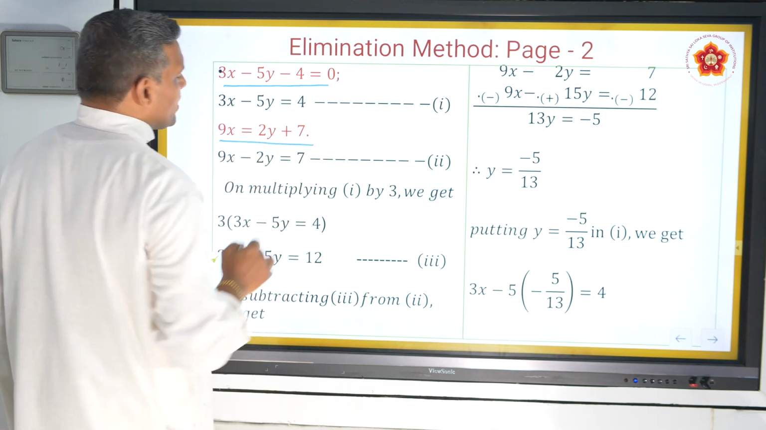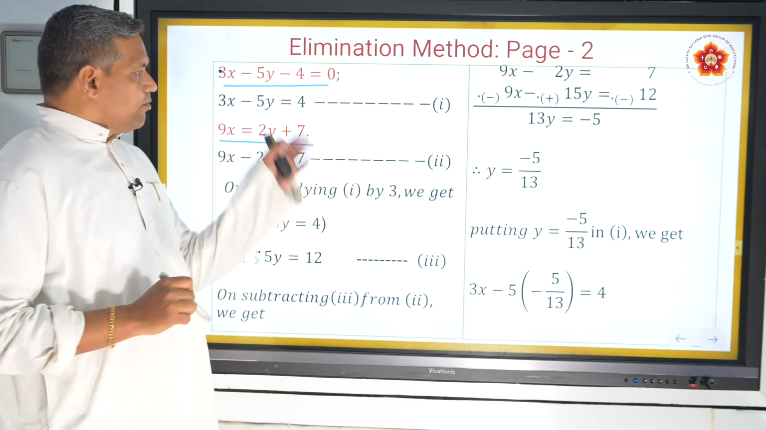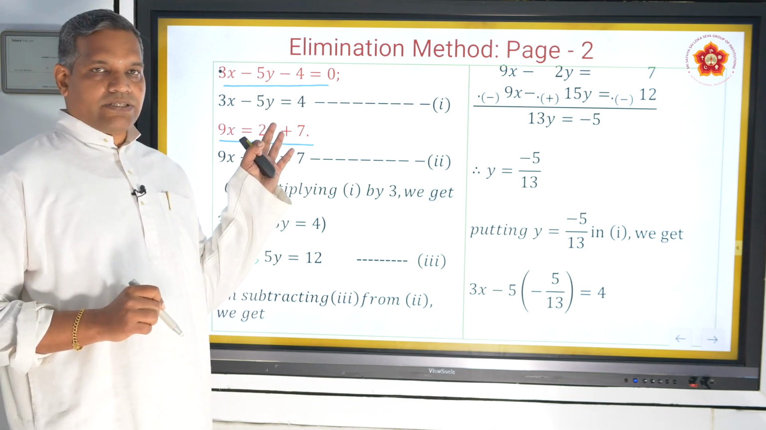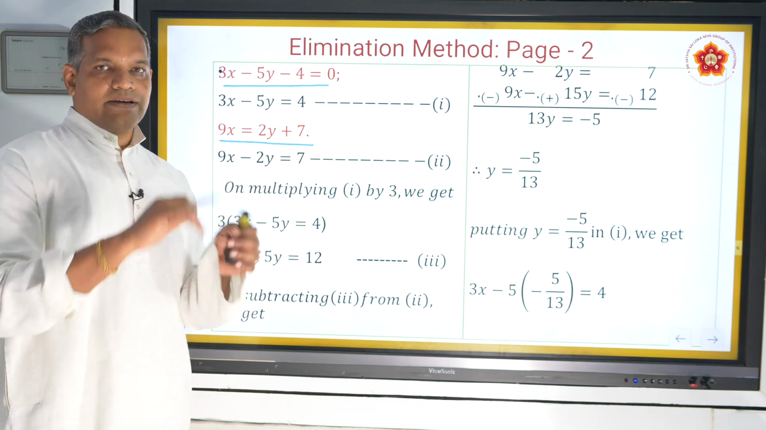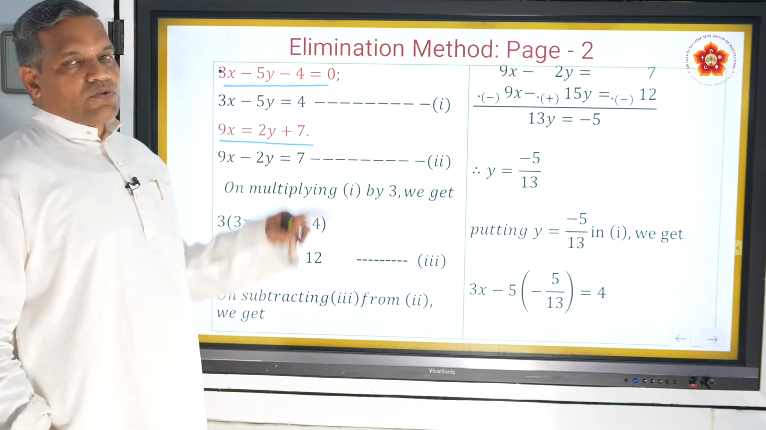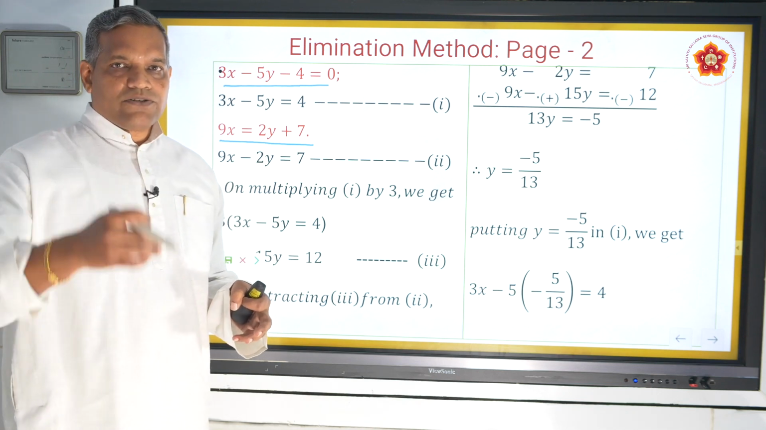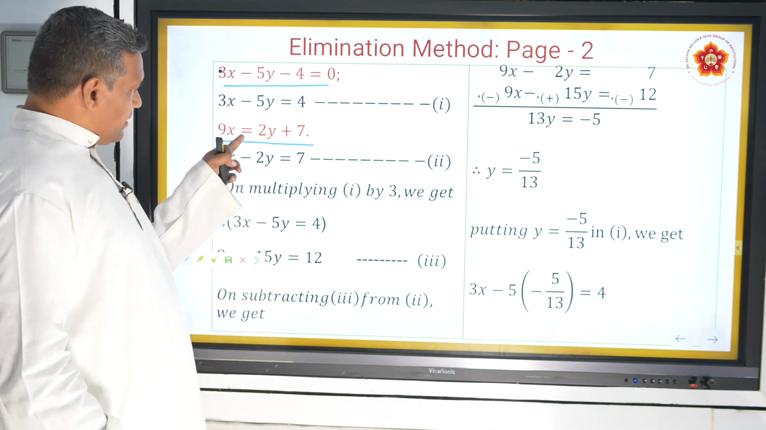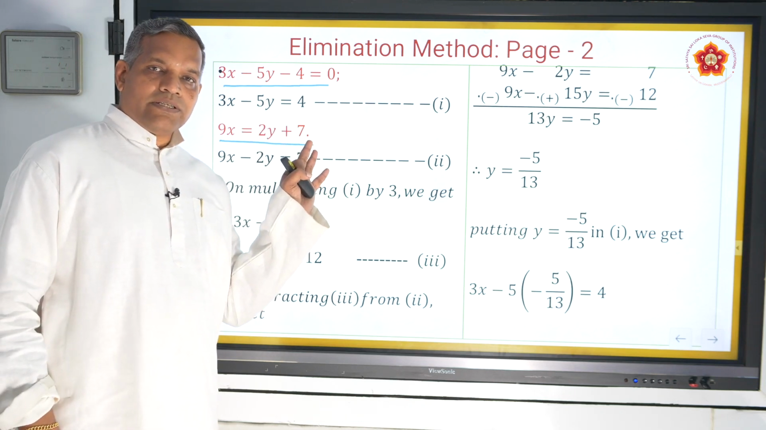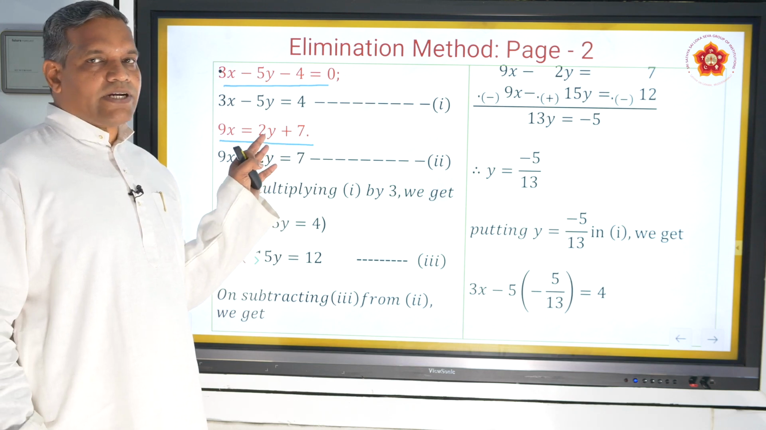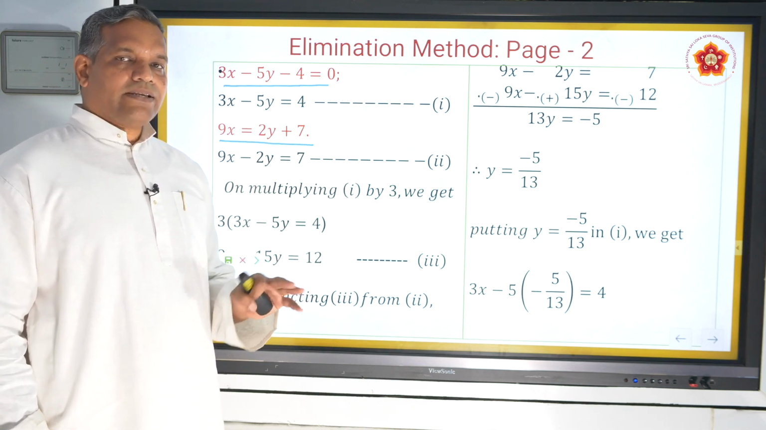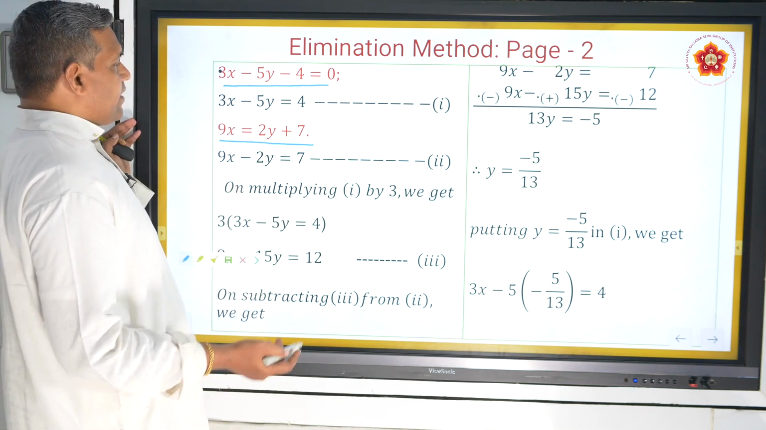9x is equal to 2y plus 7 is another equation. Whatever I highlighted in red are questions, and these are the parts of solutions where I am making you comfortable. This first equation, 3x minus 5y minus 4 is equal to 0, is in the ax plus by plus c is equal to 0 form. Here it is 9x is equal to 2y plus 7. The moment students look at this, they get a little scared: oh, this may be a very difficult sum, how do I solve it? Simple, just don't panic.